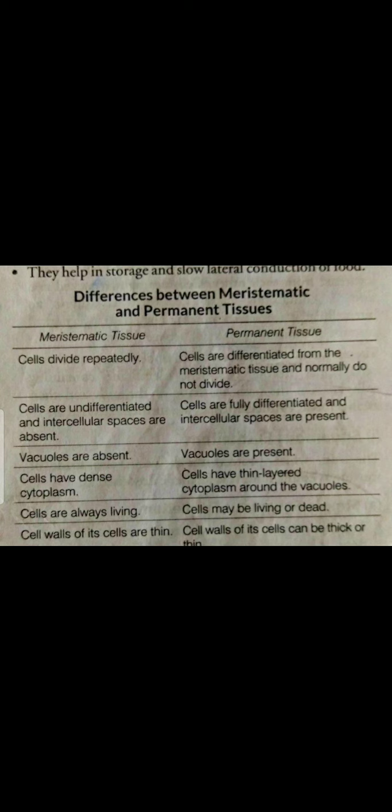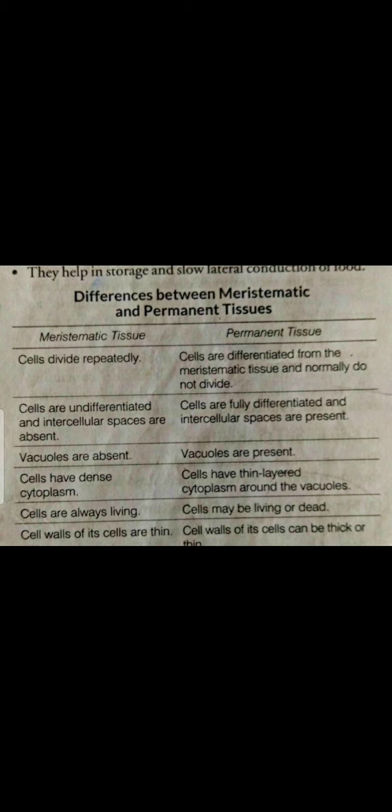Then the cell walls of its cells are thin. In meristematic tissues, the walls are thin, whereas in permanent tissues, cell walls of the cells can be thick or thin. Depending upon the function of that cell, which function the cell is performing, the walls may be thick or may be thin. So these are the points of differentiation between meristematic tissues and permanent tissues.